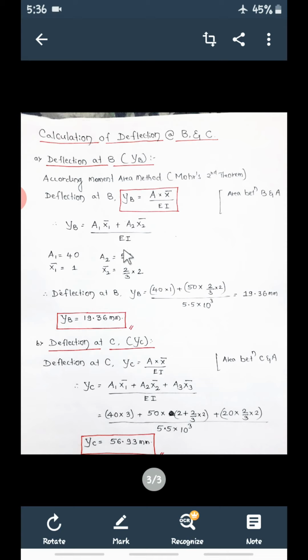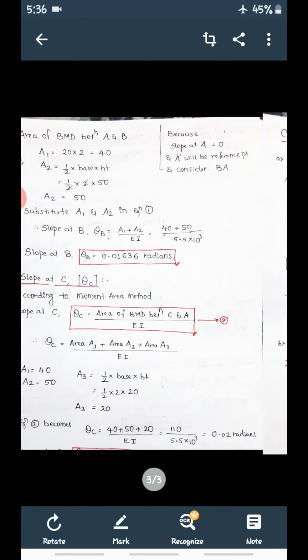So substitute these values in this equation. The deflection at B, YB, is equal to A1 x1 bar, that is A1 40 into 1, plus A2 50 into x2 bar, 2/3 of 2, divided by EI, that is 5.5 into 10 raised to 3. So you are going to get the deflection. This is in terms of either meter, centimeter or millimeter. How much deflection will be there? It is 19.36 mm.